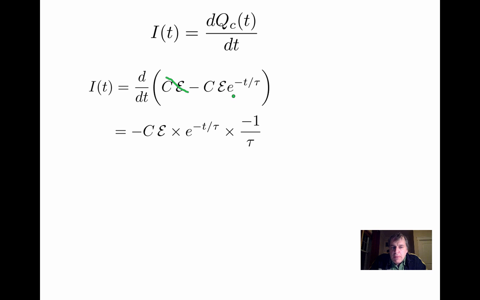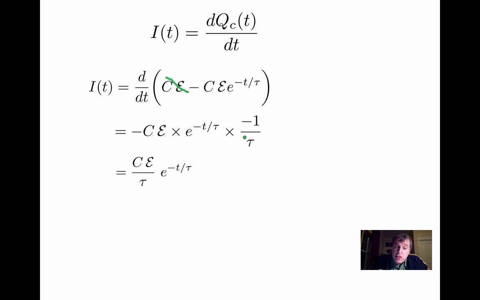The derivative of the exponential is the exponential multiplied by the derivative of the exponent. And the derivative of minus t over tau, remember tau is a constant, and we differentiate with respect to time, is just minus 1 over tau. So if I multiply everything together, I get this. That's it. That's the current as a function of time.